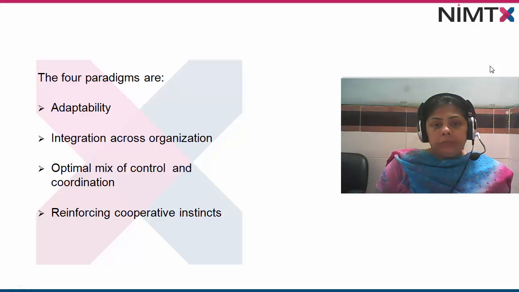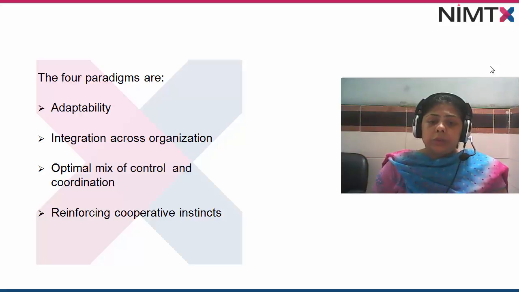Optimal mix of control and coordination. There should be control as well as coordination. You cannot just rely on the subordinates to give you feedback, to tell you what needs to be done. You have to have an optimal mix. You should know what is right and what is wrong for the company. The management control should know this.